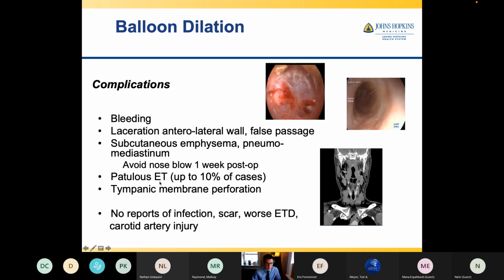Patulous eustachian tube definitely happens, probably in up to 10% of cases. Most of the time, it's a short-term thing, but I've seen patients because of this eustachian tube practice that have had patulous for years, and some of whom have become suicidal as a result of it. So you have to make sure you've got the right candidate for this procedure. There haven't been any reports of infection, scar, worsening obstructive eustachian tube dysfunction, or carotid artery injury. Nothing in the literature, as far as we know. There were rumors, but I haven't heard it ever substantiated, of one that happened in Europe.